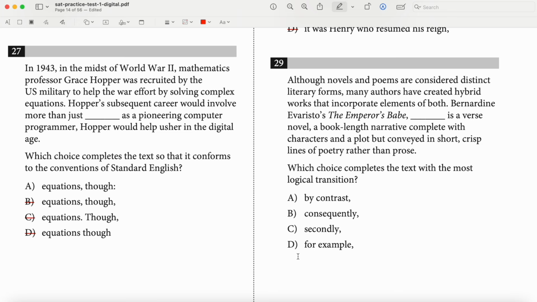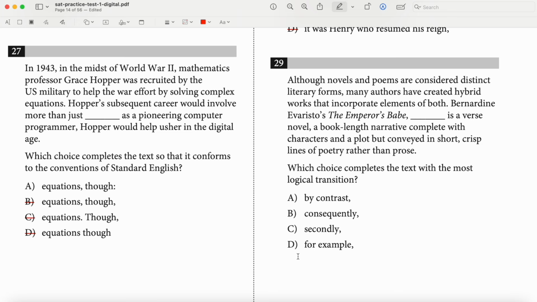Bernardine Evaristo's The Emperor's Babe, Blank, is a verse novel, a book-length narrative complete with characters and a plot, but conveyed in short, crisp lines of poetry rather than prose. Interesting. Okay. A lot of words there. It's kind of some lengthy sentences.